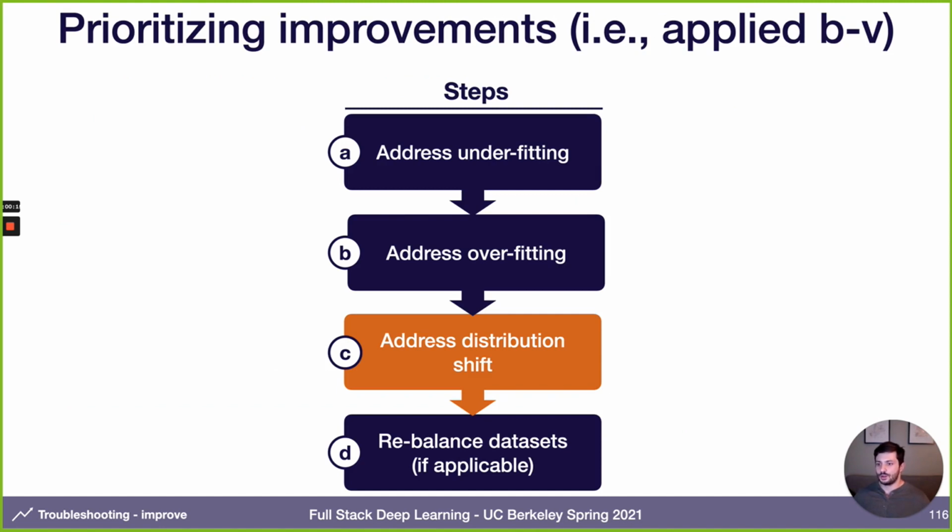Okay, so we have our validation error down at the goal performance that we originally wanted. The next thing that we'll need to do is address any additional error that's caused by distribution shift. So if there's a difference between the error on our training validation set and our test validation set, then this is the step at which we address that.